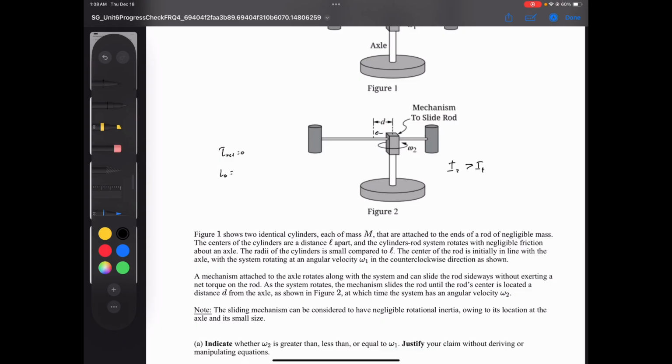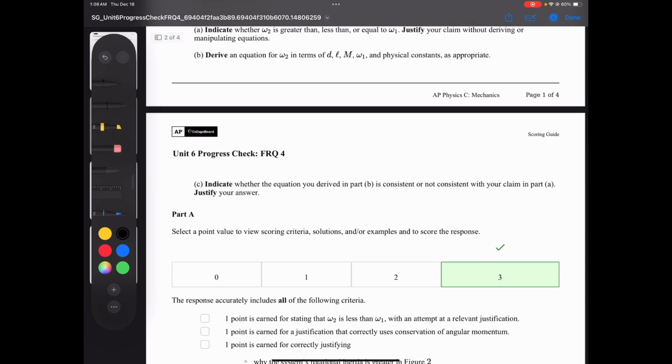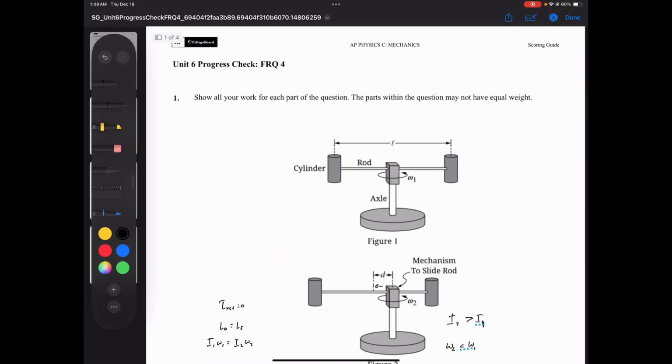So you would say net torque is 0. If net torque is 0, the initial angular momentum has to equal the final angular momentum. So I1 omega 1 equals I2 omega 2. And if I2 is bigger than I1, then that means omega 2 has to be less than omega 1, because of conservation of angular momentum. In order to write it out as an expression, let's calculate I1. So let's calculate this situation.